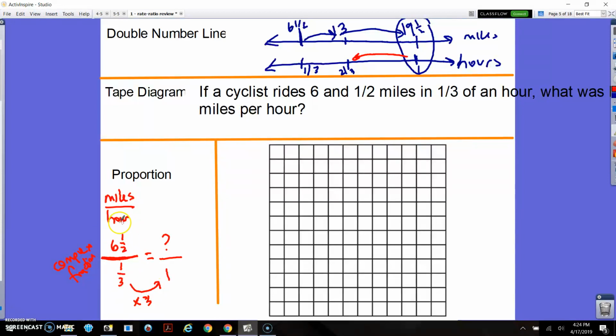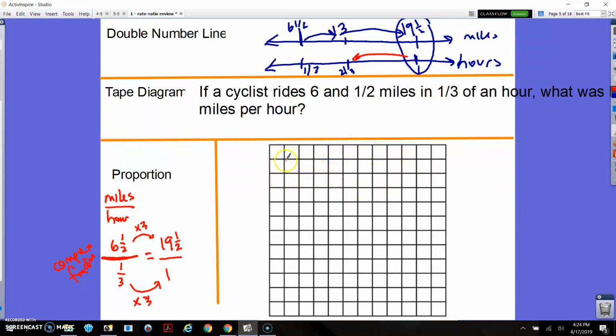So if I'm going to multiply my denominator by 3, then I'm going to multiply my numerator by 3. And 6.5 times 3. 6 times 3 is 18. A half times 3 is 1.5. So I get 18 plus 1.5 is 19.5 miles per hour. Great strategy. Very clear when using that strategy, and works great.